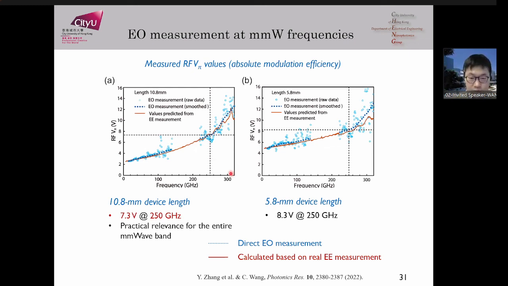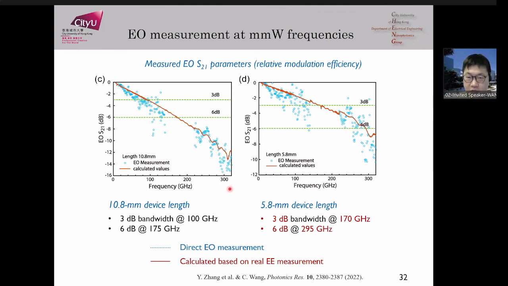Because of time, I'll go through this pretty fast. The really nice thing is that the RF Vπ does go up at higher frequency, but in a relatively controllable way. You're talking about 7.3 volts, which is pretty practical, even at an extremely high frequency of 250 gigahertz measured. And if you look at the relative modulation efficiency, or EO S21, you'll find that the shorter device will give you a 3 dB bandwidth of 170 gigahertz and 6 dB at 295 gigahertz.